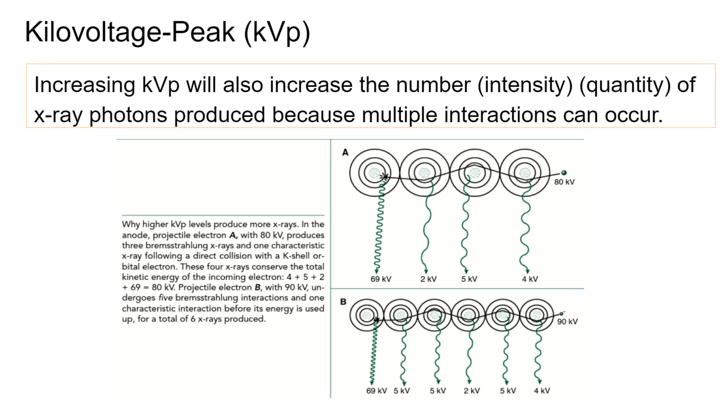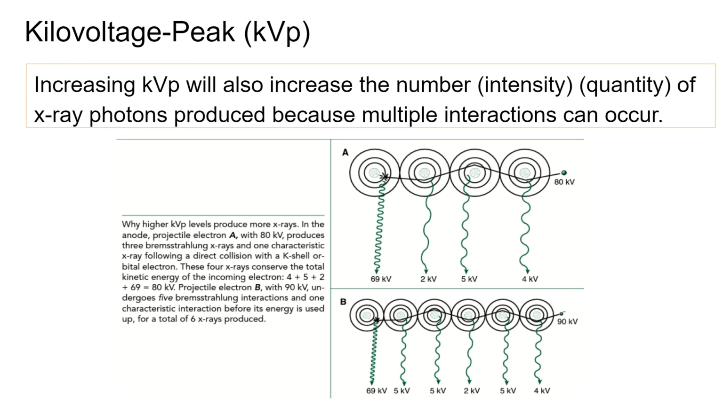It's not always going to be like this exactly, right? They're just trying to show you that the energy level that you set has an effect on how many photons are produced. So in this case, with 80, we only get 4 photons. One nice good one at 69, because that happened to be a characteristic interaction. The other ones are Bremsstrahlung. But 90, 10 kV more, is giving us, instead of 4, it's giving us 6.